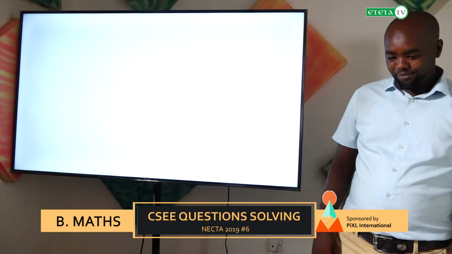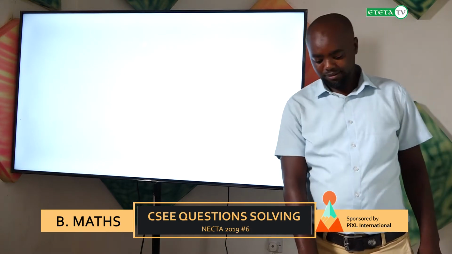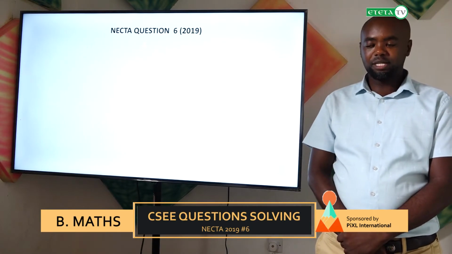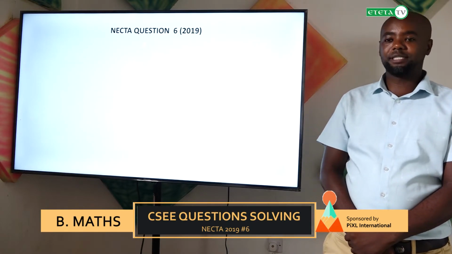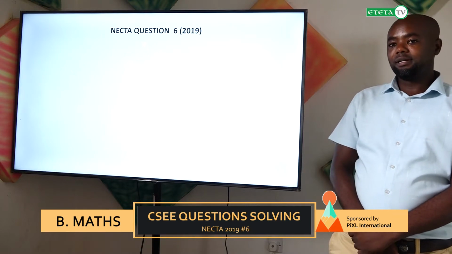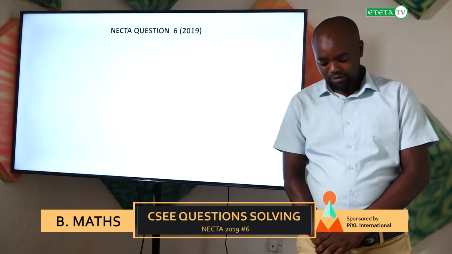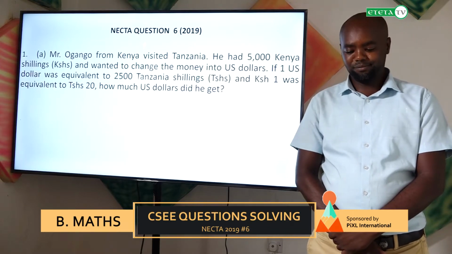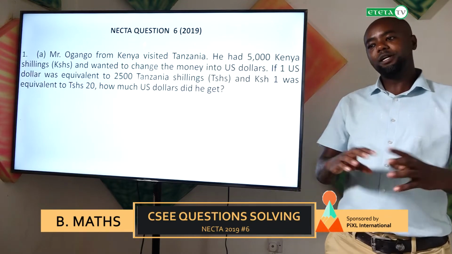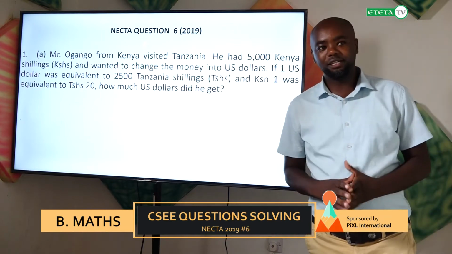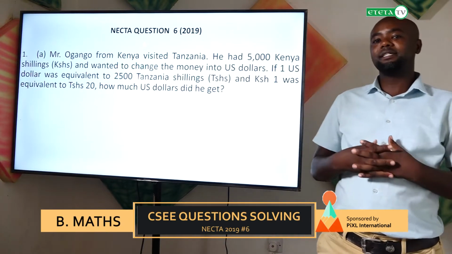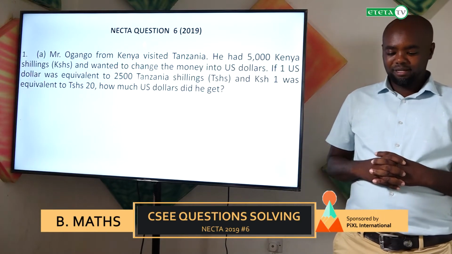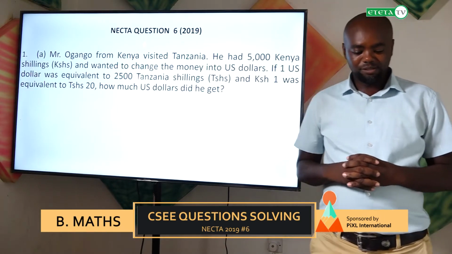For example, here I have a question from National Exam 2019, question number 6. This question is about rate and variation. So when you find a question like this one, make sure you understand the things which have been given there. Maybe let us read this question together.